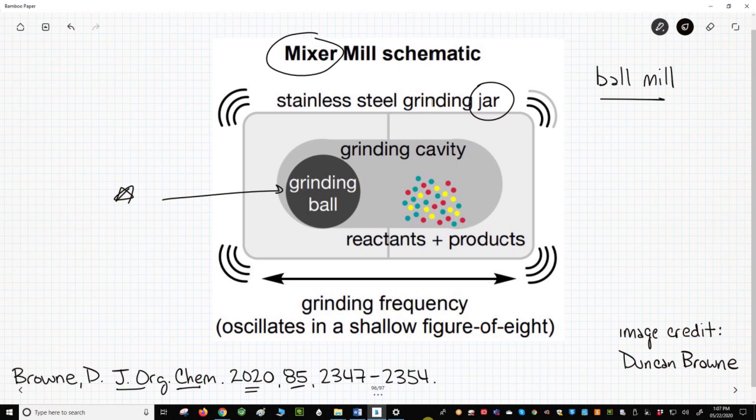The use of mixer mills falls within a branch of chemistry called mechanochemistry, in which mechanical action, like a mixer mill, can improve a reaction's outcome. Let's see how the Browne group used a mixer mill in a reaction.